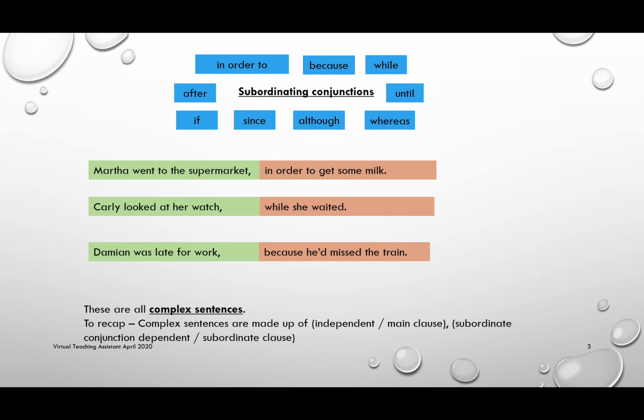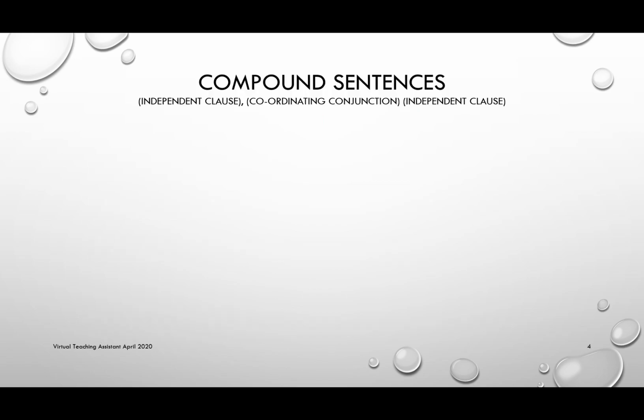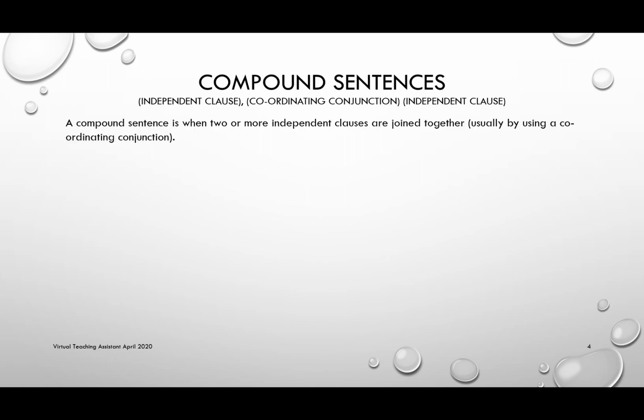Now, let's move on to compound sentences. Okay, these are made up of at least two independent clauses joined together by coordinating conjunctions. Now remember, the independent clauses, or main clauses as they're sometimes known, can make sense all by themselves. They don't need another bit of a clause to make them make sense. So a compound sentence is when two or more independent clauses are joined together, usually by a coordinating conjunction.